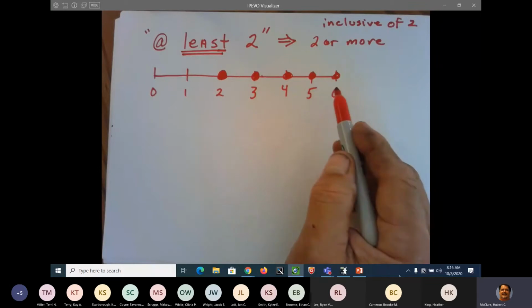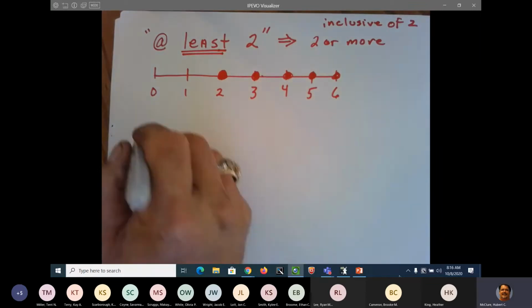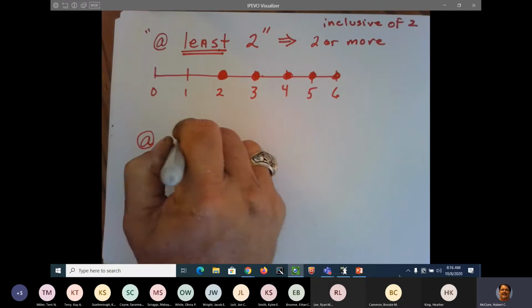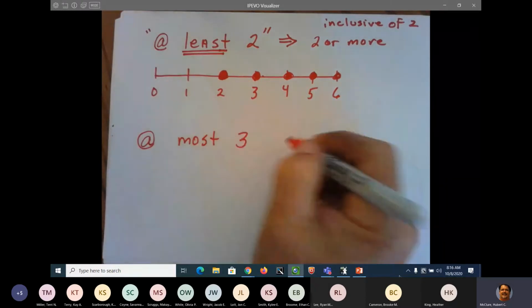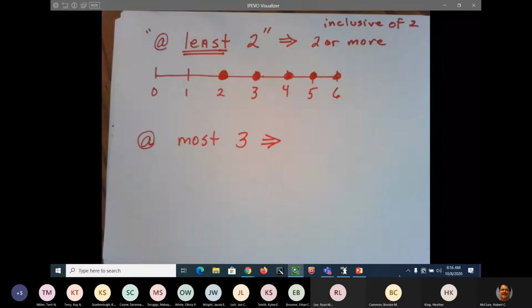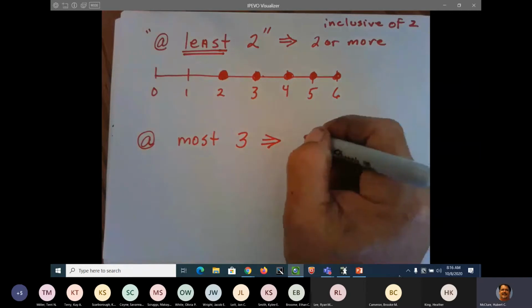Okay? Then what does at most 3 mean? You can have no more than 3. That means at most 3. That means that's inclusive, isn't it? That means it's inclusive again.